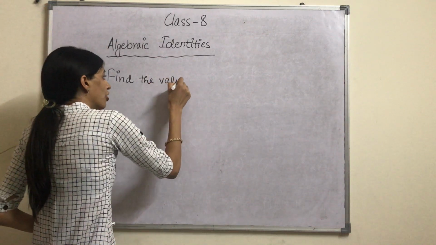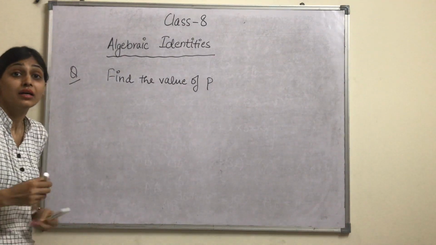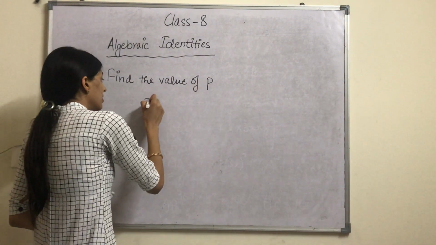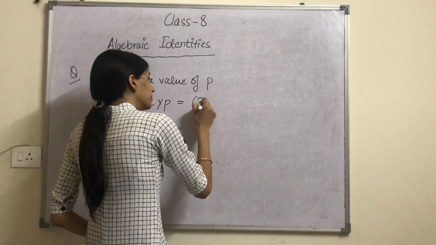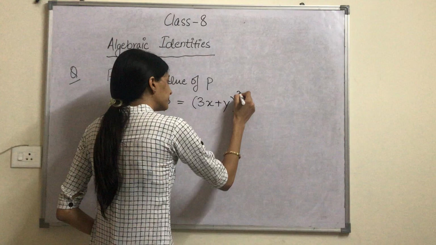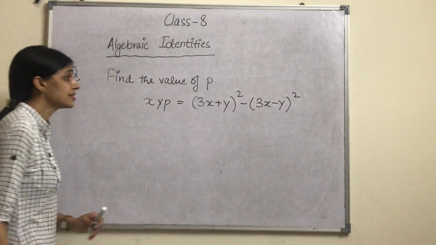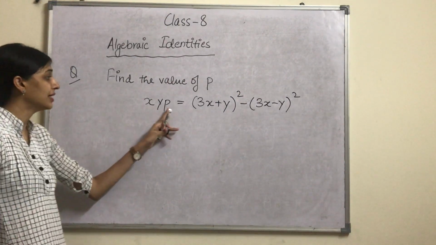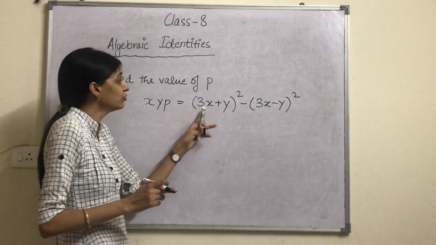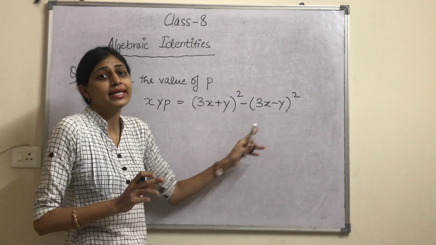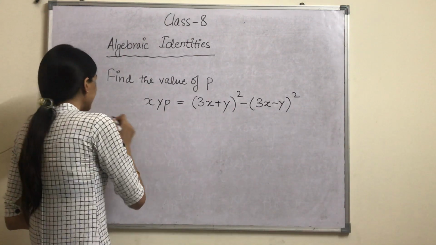So, algebraic identities, the first question is, suppose you have to find out the value of P. This statement is given to you and you have to find out the value of P. Now to find out the value of P, you have to solve the right hand side. Only then we are able to find out the value of P. So let's start.